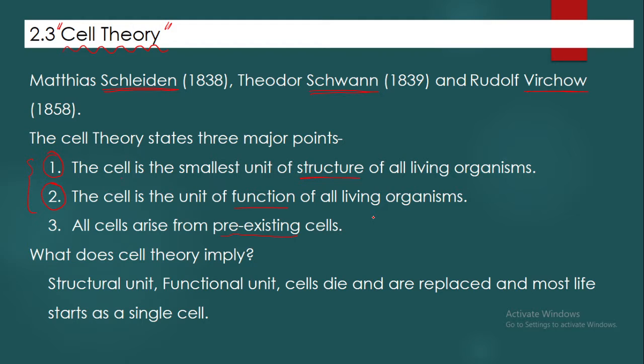So what is the implication of that statement? The implication is that the cells will divide. There will be cell division. So if we are seeing any cell, that means it would have come from an earlier existing cell, and therefore the concept of cell division arises.